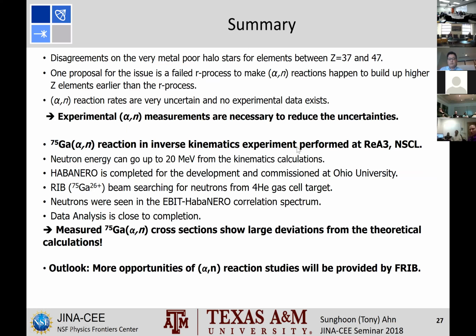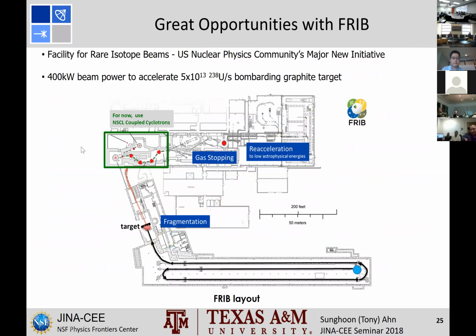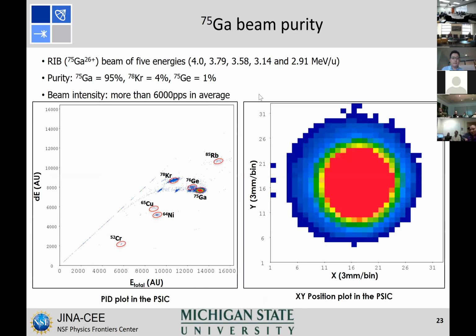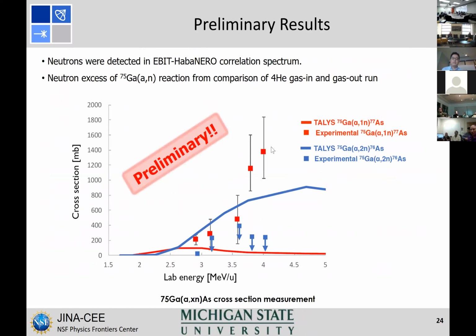So there's another question from NSCL. Please go ahead. Hey, Tony, this is Jorge. Hello, Jorge. I have a question about your results, the figure with the cross sections. Can you show it back, please? Sorry, you just passed it. I'm really confused about that figure, because I don't understand how the alpha-1n channel can dominate at higher energies with respect to the alpha-2n.